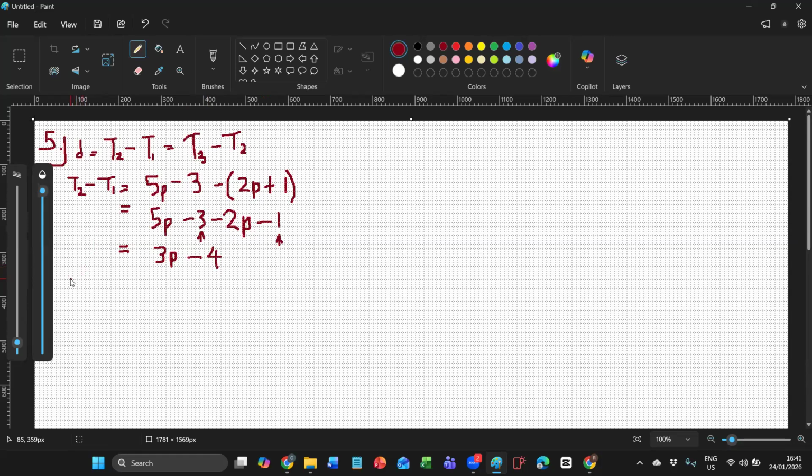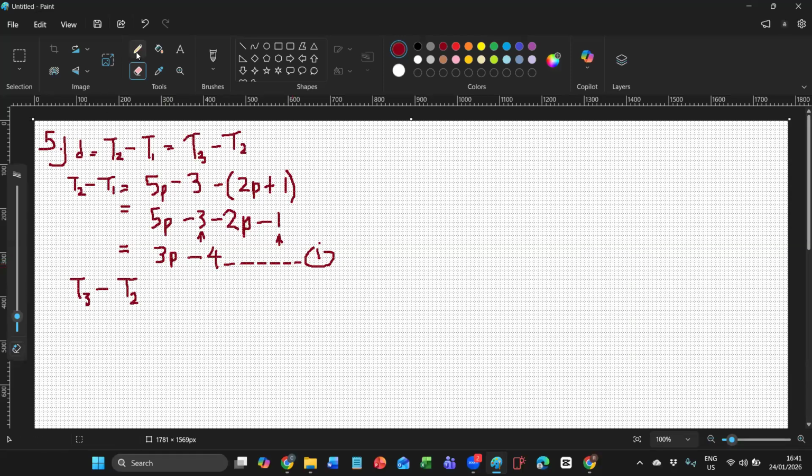Then let's do T3 minus T2. After everything, we'll come and equate what we might call equation 1, and then the second one will be equation 2. This is supposed to be like a dotted line. That's how I remember all the rules.